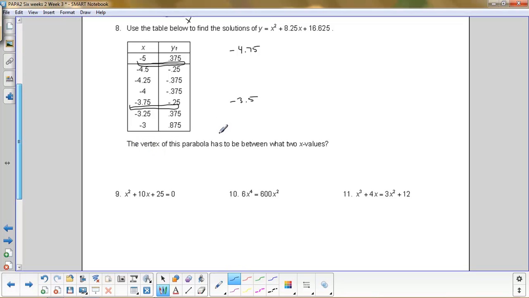The vertex of the parabola is located between the 2 points of symmetry. So notice we have symmetry all the way through. This point is symmetrical to that point, again here and here, and once again here and here. This symmetry right here is the location of the vertex. Therefore, the vertex is located between negative 4.25 and negative 4.